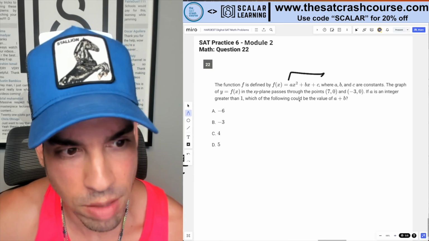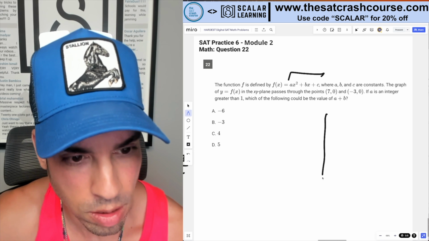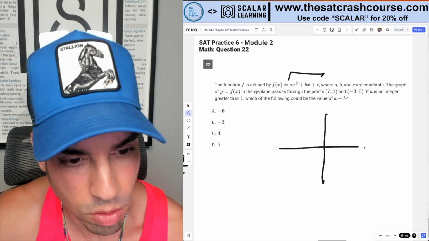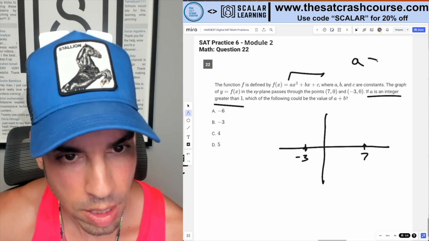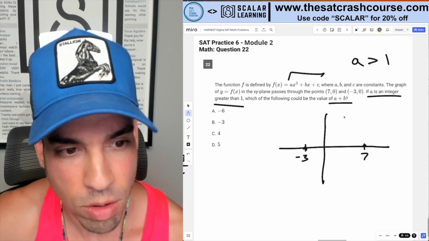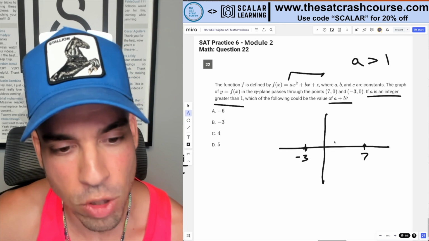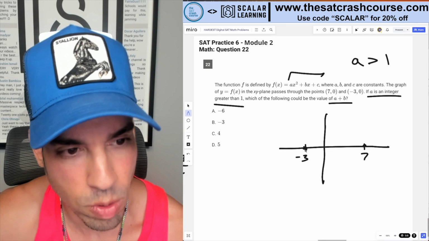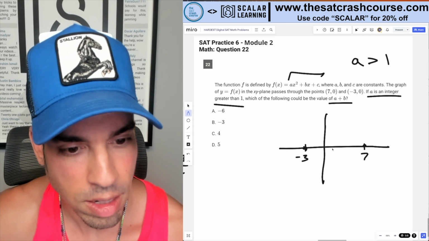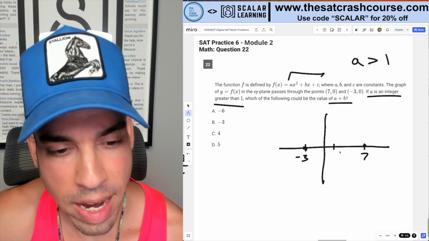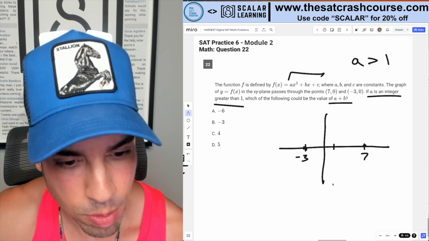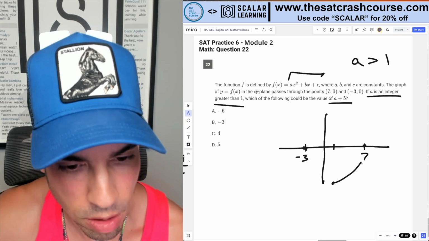The graph of y equals f of x passes through the points 7, 0, and -3, 0. If a is an integer greater than 1, let me write that out, a is greater than 1, which of the following could be the value of a plus b? All right, so the first thing we can figure out, since I know the two x-intercepts, is that the vertex is going to be right in the middle of these two. Since a is greater than 1, it's going up, so my vertex is somewhere down here.